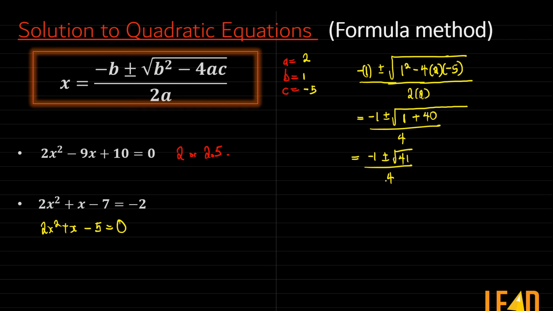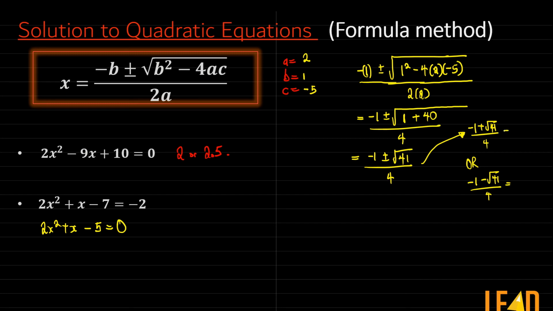Okay, just give me a moment. Let me check my work. Sorry, that will be -1 plus or minus the square root of 1 plus... I think I'm good. Okay, so our solutions would be -1 plus the square root of 41 over 4, or -1 minus the square root of 41 over 4.